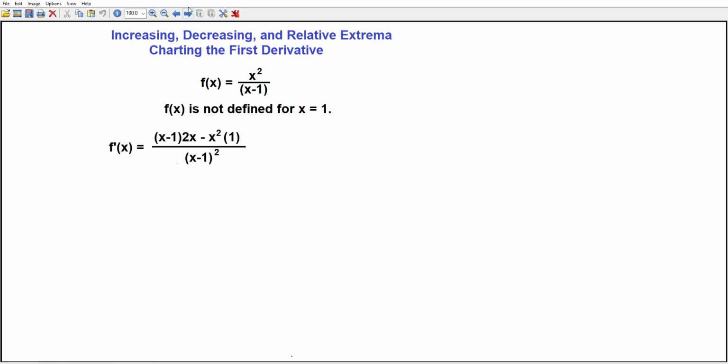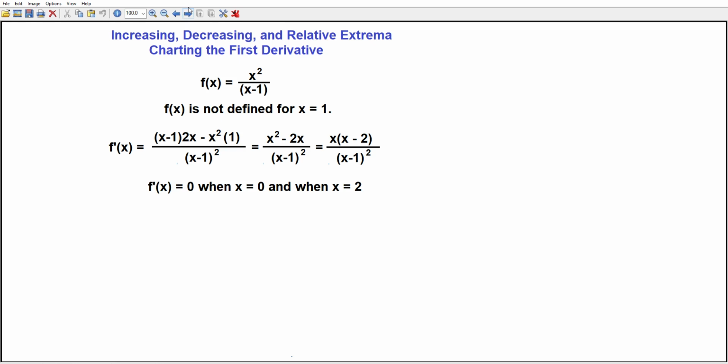We simplify the numerator, and it looks like x squared minus 2x. And then finally, we factor the numerator, and we end up with x times x minus 2 over x minus 1 squared. From here, we can read off the critical points, and they occur when x equals 0 and when x equals 2. These are places where the derivative is 0. The derivative does not exist at x equals 1. But notice that the function is not defined at x equals 1, so this is not a critical point.